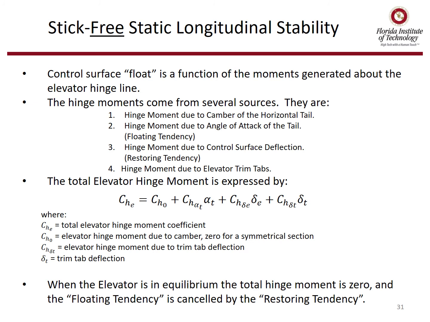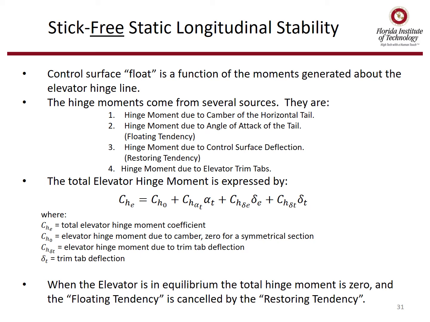Control surface float is a function of the moments generated about the elevator hinge line. And these hinge moments can come from several sources, and I've listed a few here. It can be the camber of the horizontal tail, if it has camber. It can be the angle of attack of the tail. It can be the control surface deflection. It can be elevator trim tabs, a number of things.